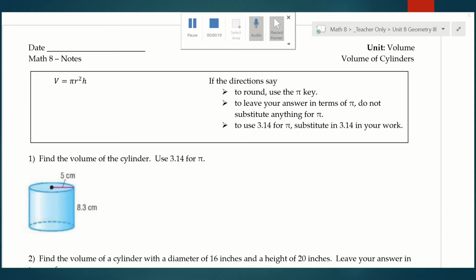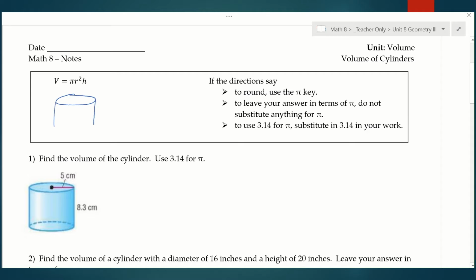So if you remember, a cylinder is a three-dimensional shape that has bases that are circles, and then around the sides of it, you can think of that as a rectangle. Our formula that we use for volume of cylinders is pi times the radius squared times the height. Now, I believe you guys have a picture on your notes right here of a cylinder. So I'm just going to redraw that in quickly.